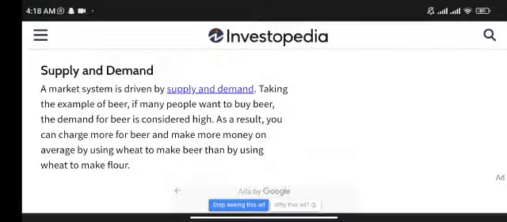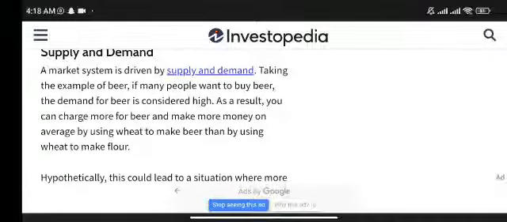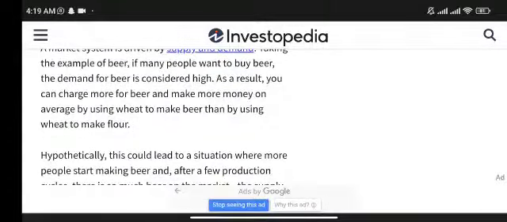Supply and demand. A market system is driven by supply and demand. Taking the example of beer, if many people want to buy beer, the demand for beer is considered high. As a result, you can charge more for beer and make more money on average by using wheat to make beer than by using wheat to make flour.